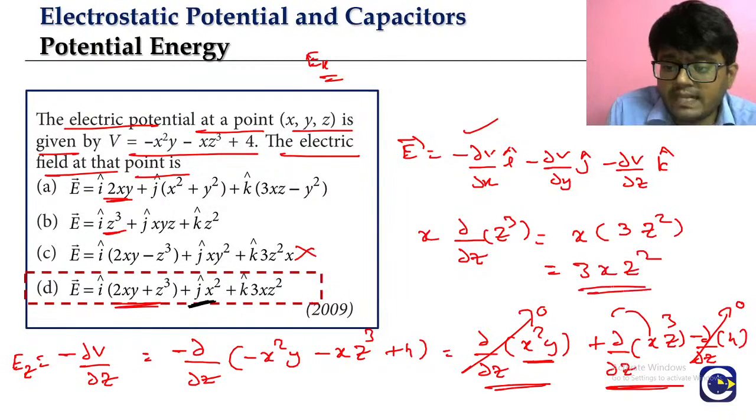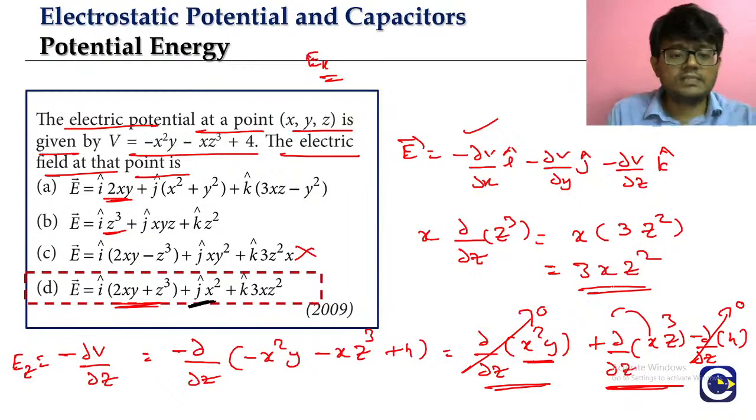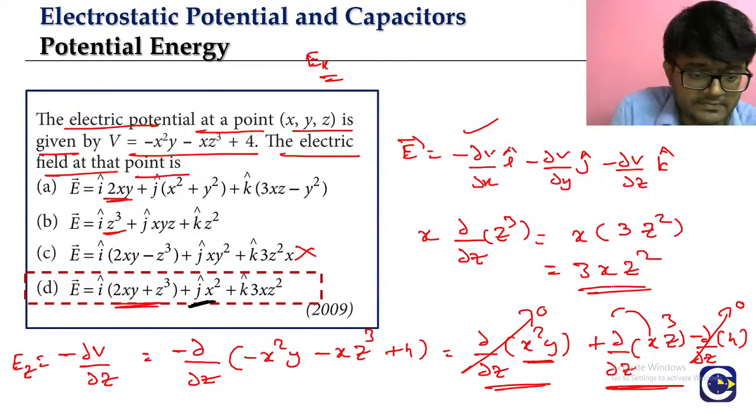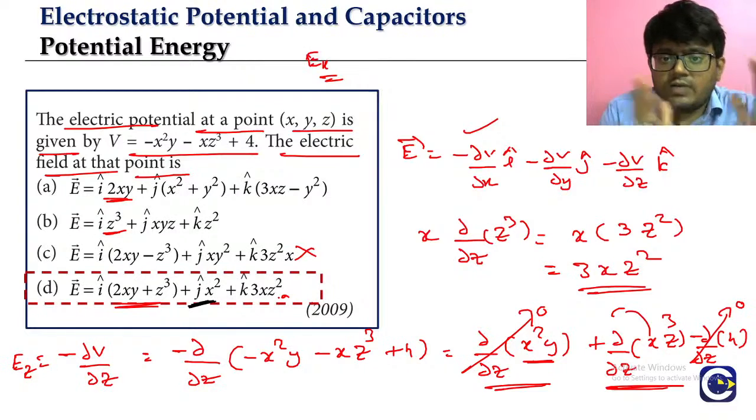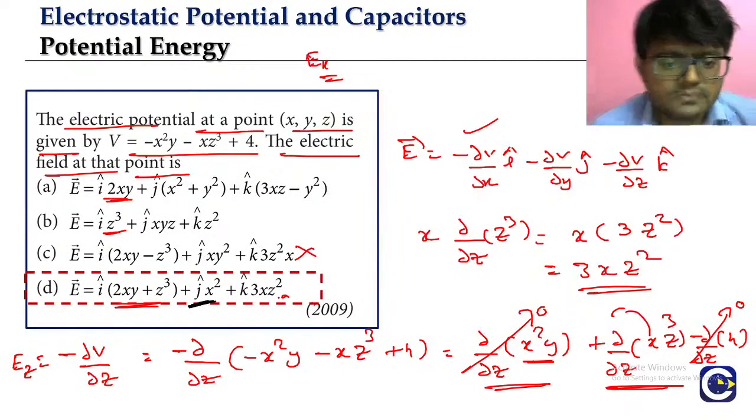3xz square. That's it. So what is the k component value? 3xz square. See, that is what we have in option D. But we don't need to calculate the y component and z component, because if you are confident about our x component itself, right, we can conclude our answer and move on.